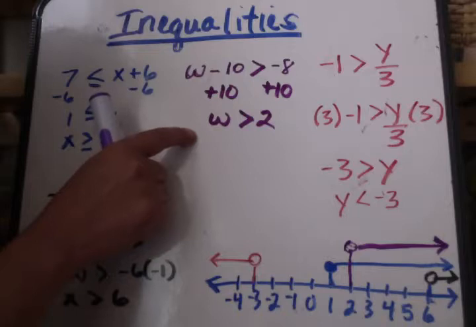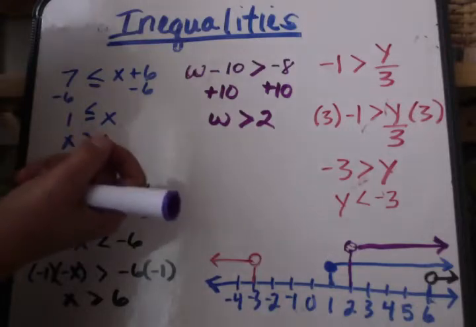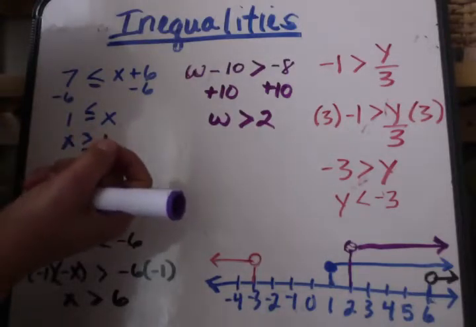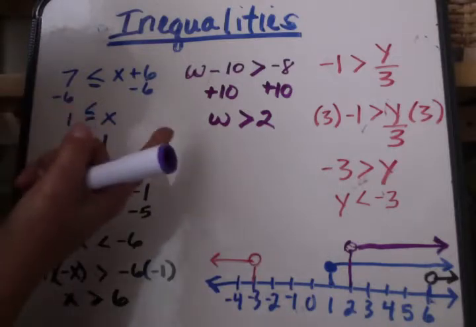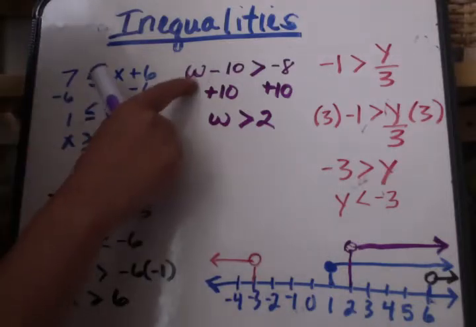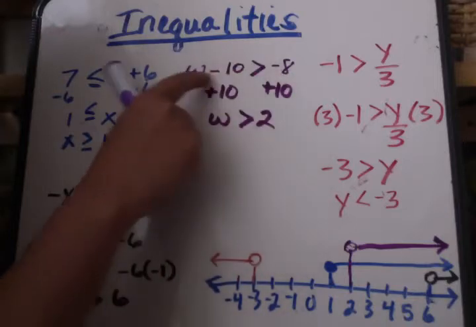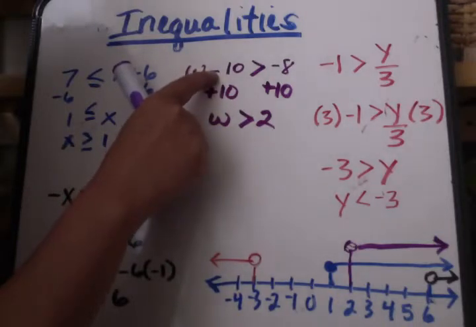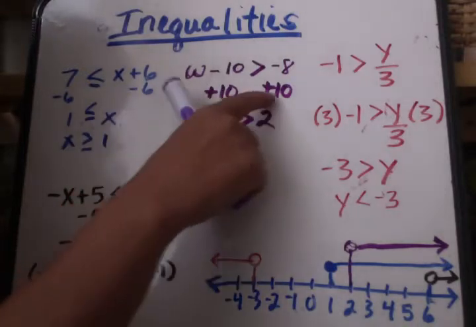All right, next example. W minus 10 is greater than negative 8. Now in this one you might think, oh, there's a negative sign, I might have to flip the inequality around, and no you don't. Let's take a look at how this works. W minus 10 is greater than negative 8. So here I have a negative 10, I want to add 10 to both sides. I do the inverse operation of minus, it's plus, plus 10, plus 10.